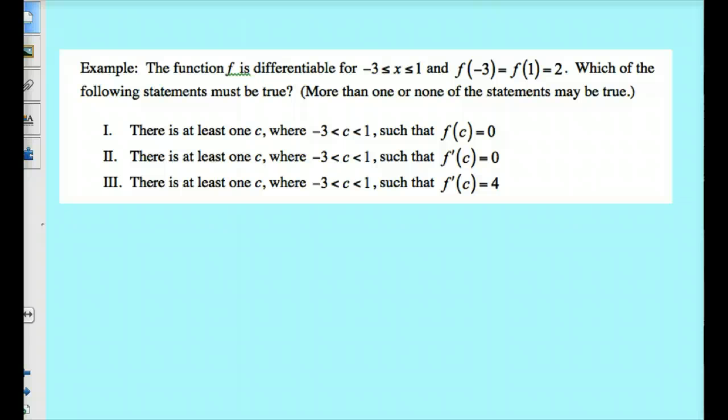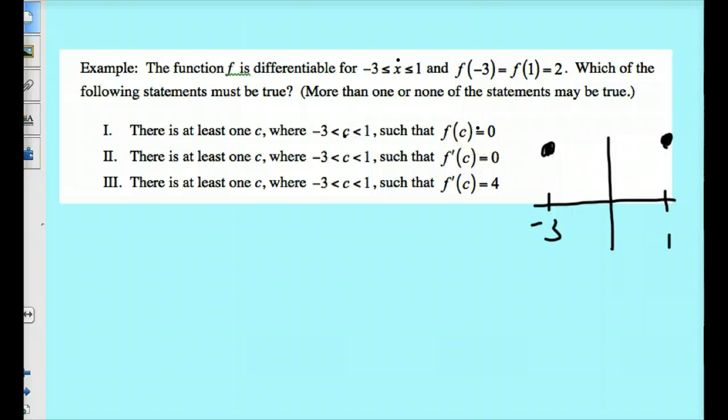So number one, first thing we should do is don't even look at 1, 2, 3. Let's draw what we know. So if I draw this, what I do know is I go from negative 3 to 1, according to this piece right here. I also know f of negative 3 is equal to 2, and I also know f of 1 is equal to 2. I don't know what this curve looks like, but I do know these 2 points exist. So this says there is at least one C where negative 3 less than C less than 1 such that f of C is equal to 0.